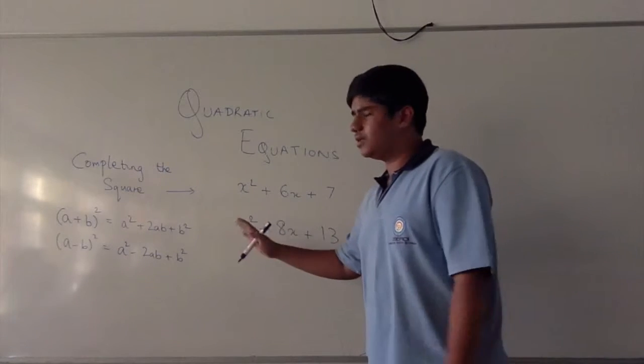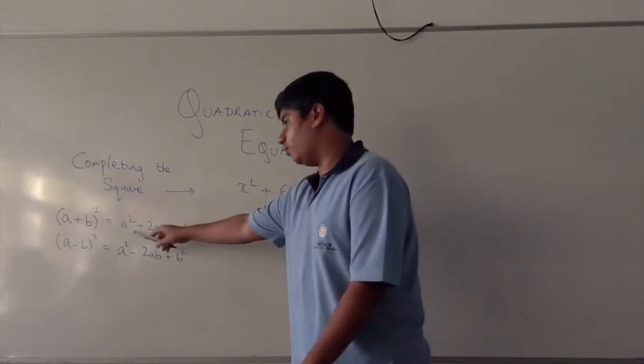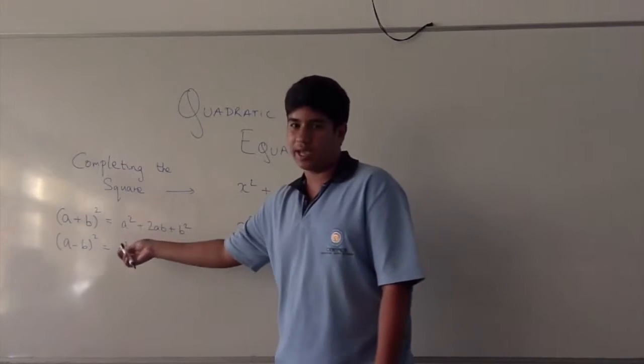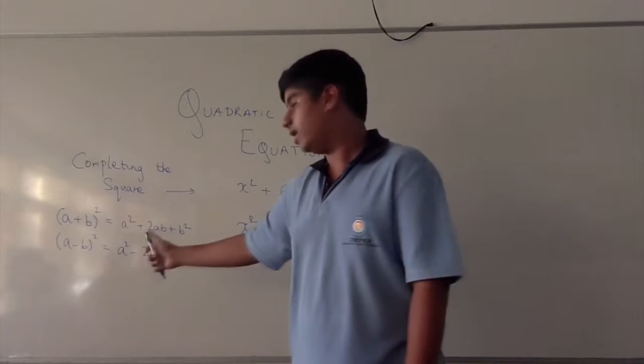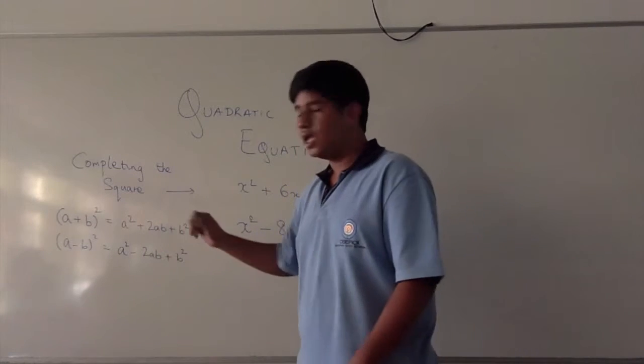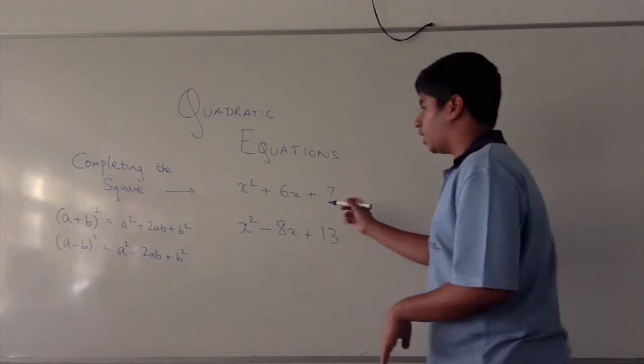As you all must have learned initially, the two basic ways of completing a square are as follows. (a plus b) the whole square gives you a square plus 2ab plus b square, and (a minus b) the whole square gives you a square minus 2ab plus b square. Now, using this in a quadratic equation.